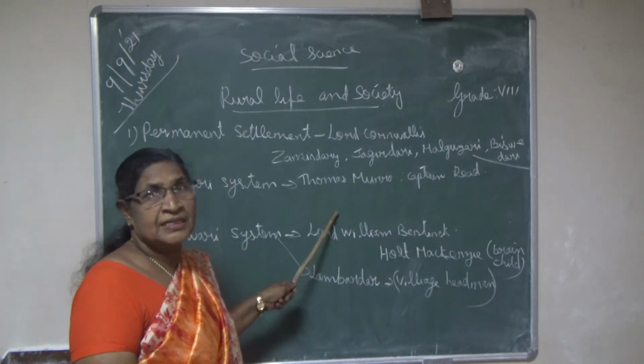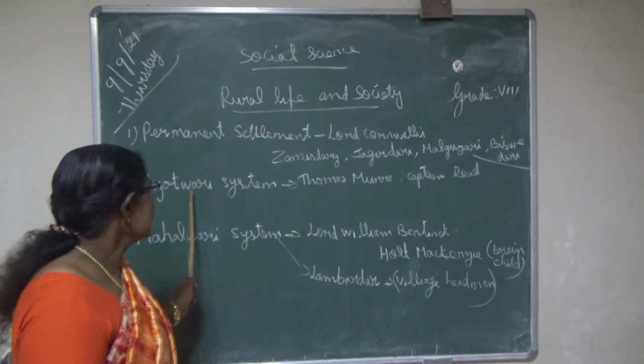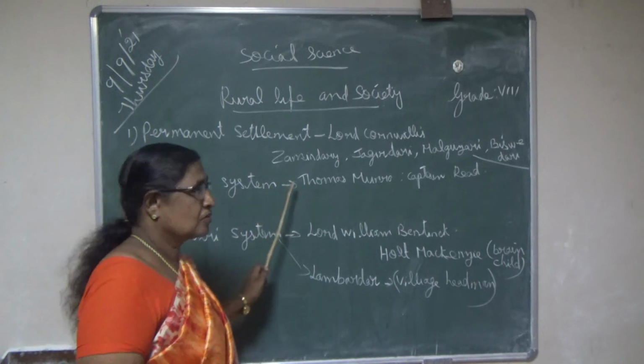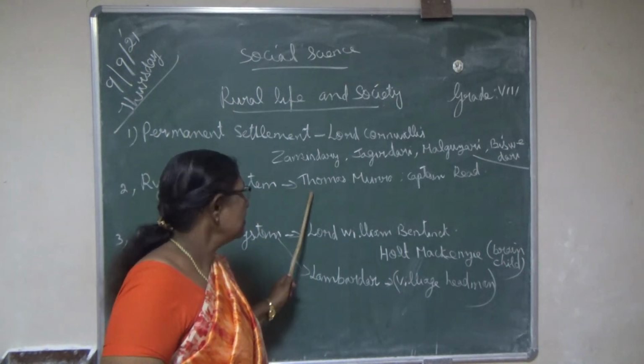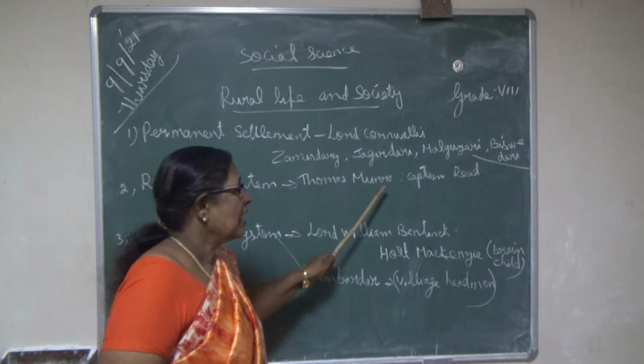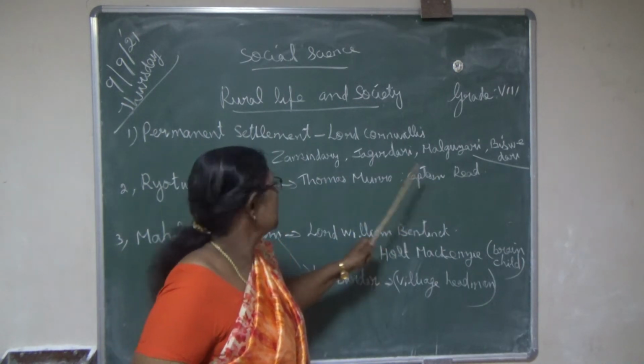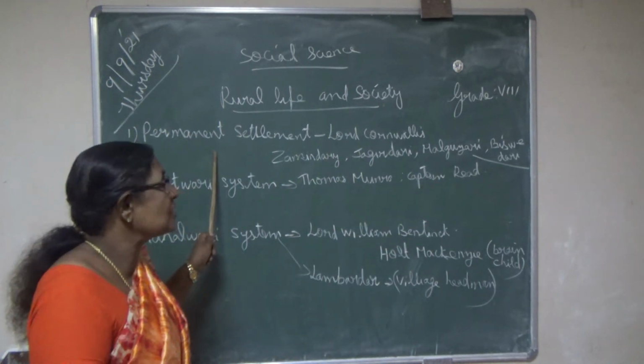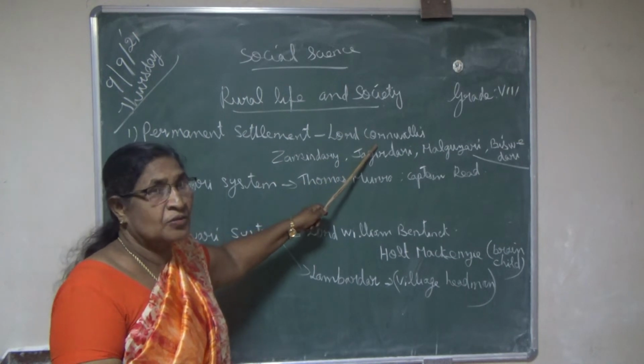Both of them together introduced the Raithwari system. Who introduced the Raithwari system? Thomas Munro and Captain Reed. But who introduced the Permanent Settlement? Lord Cornwallis. Don't forget. Okay.